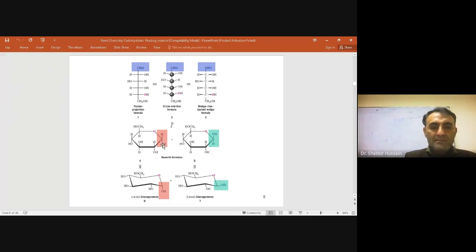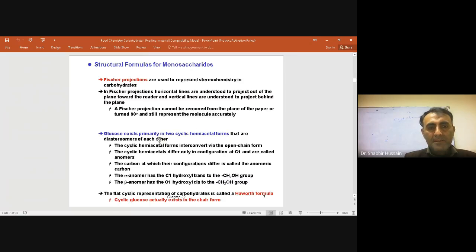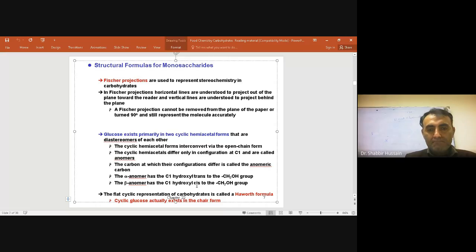So this one is called alpha if hydroxy towards downward and hydroxy towards upward, that is called beta. So this Haworth formula, that is in cyclic structure basically, the flat cyclic representation of carbohydrate is called a Haworth formula, right? जो flat cyclic structure होता है इसको हम Haworth formula कहते हैं, cyclic, but basically cyclic glucose actually exists in the chair form.